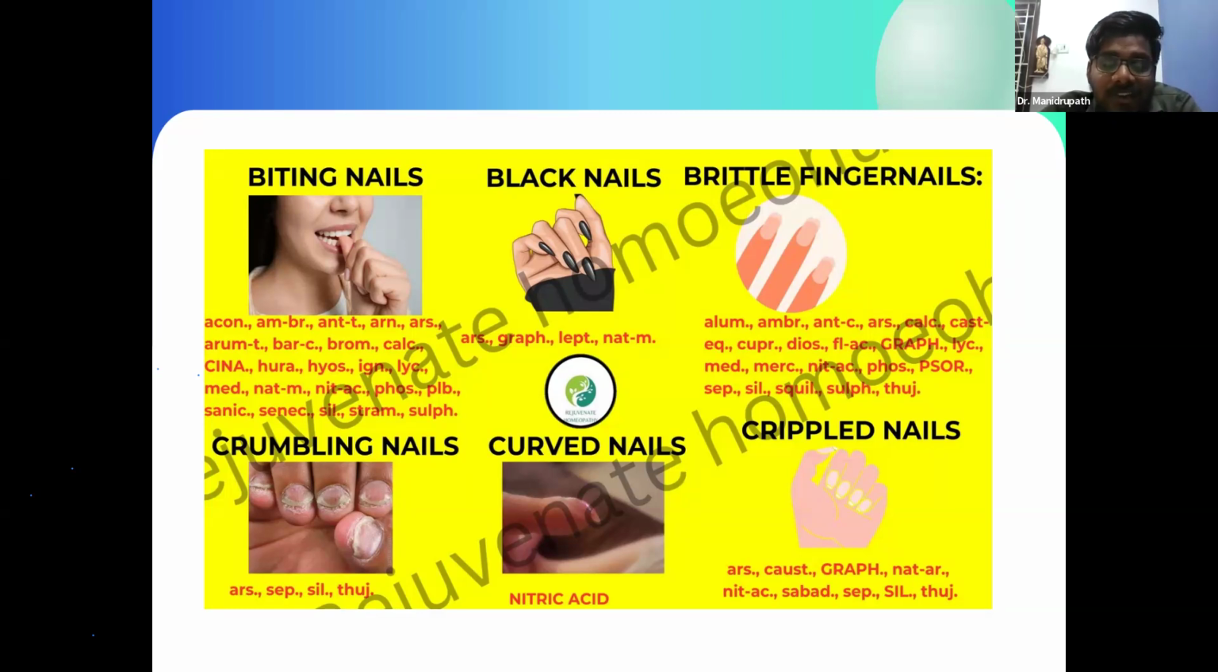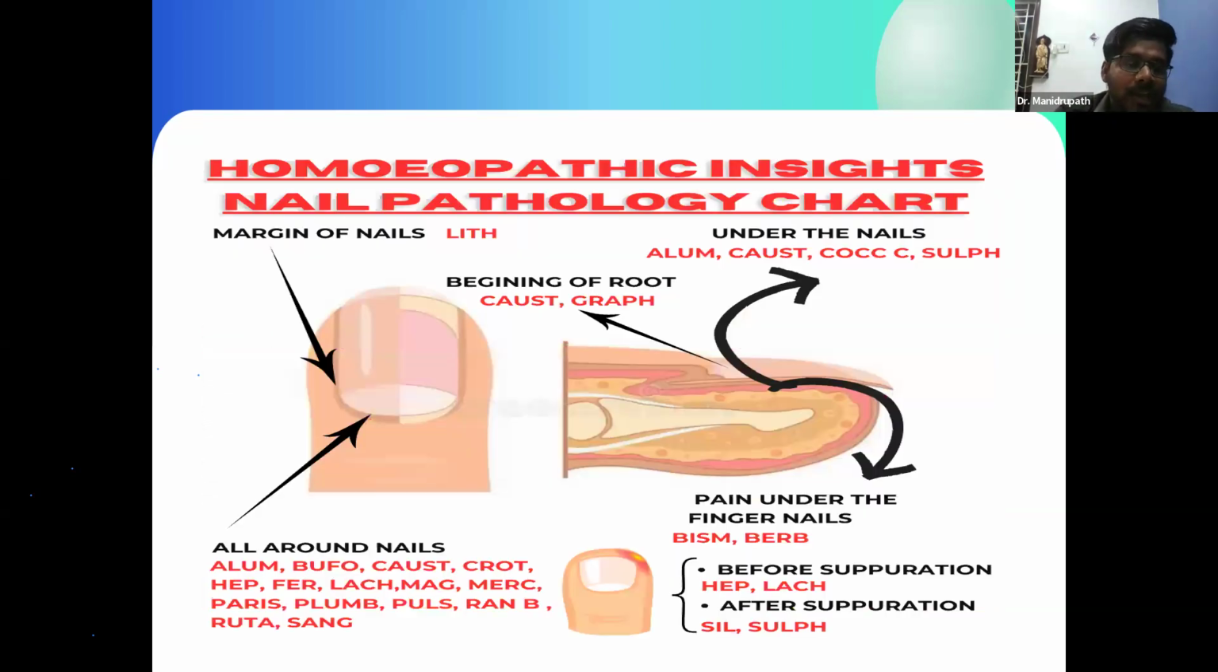Next, curved nails: nitric acid. Crippled nails: arsenic, causticum, graphite, Natrum ars. Natrum like grief, Natrum like disappointment, arsenic like restlessness, arsenic like anxiety. That combines a beautiful picture of Natrum arsenicosum. Nitric acid, sabadilla, sepia, silicea, and thuja. Next, this is also something you can take a screenshot of. Homeopathic insights for nail pathology chart.